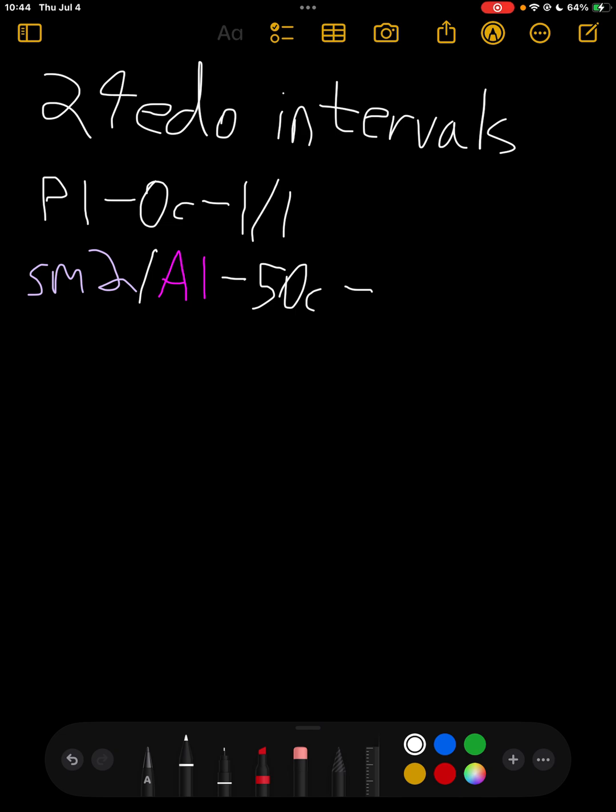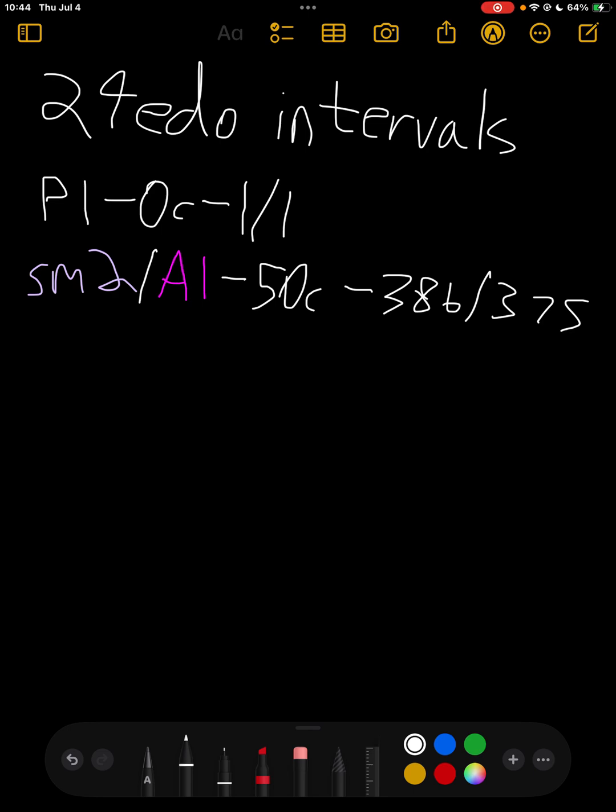Nah, too sharp. I guess we should mediate then. That means adding the two ratios together. So it looks like we have 386 to 375 as our mediant here. And that works. So let's try it. 386 to 375. Isn't that neat now?